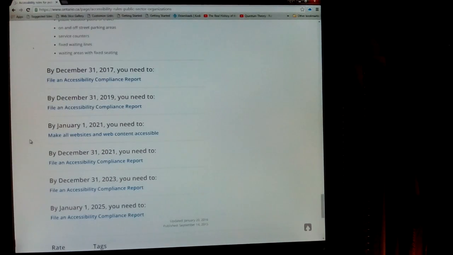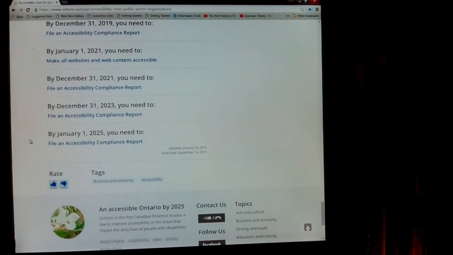As of December 31st, 2017, you need to file an accessibility report, and again every 2 years after that, so December 31st, 2019. By January 1st, 2021, you need to make all websites and web contents accessible. By December 31st, 2021, compliance report. 2023, compliance report. And by January 1st, 2025, file an accessibility compliance report. This was updated January 20th, 2016, published September 14th, 2015.